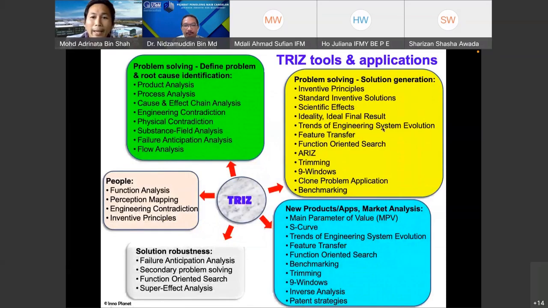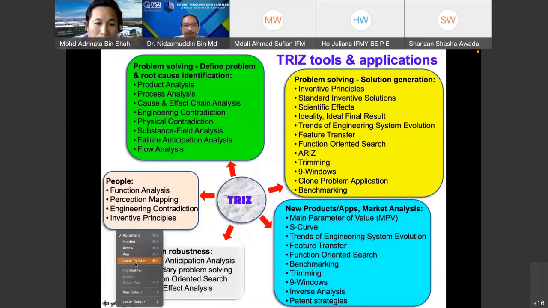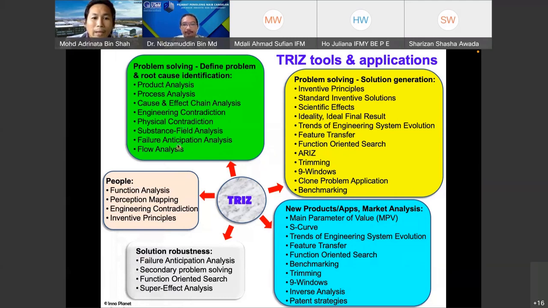And this is the tools and application of TRIZ. For problem solving, we have to define the problem and root cause identification. We have product analysis, process, cause and effect chain analysis, engineering contradiction, physical contradiction, substance field analysis, failure anticipation, flow. Here we have level 1 for cause and effect chain analysis with the engineering contradiction. For problem solving, solution generation, we have inventive principles. We have 40 inventive principles that I will show you by the end of this talk.